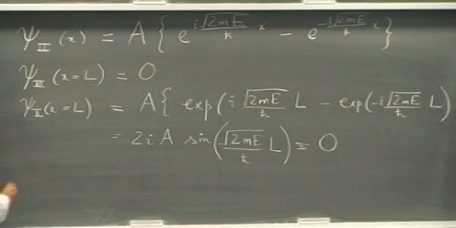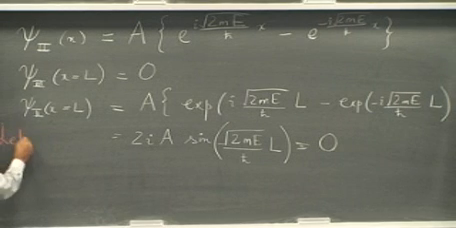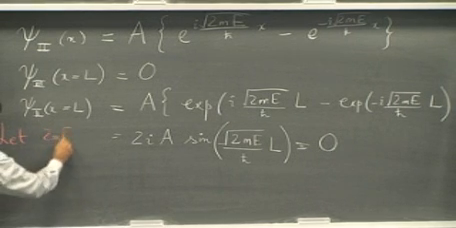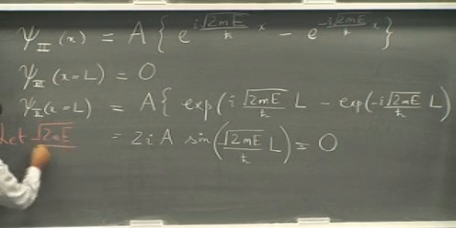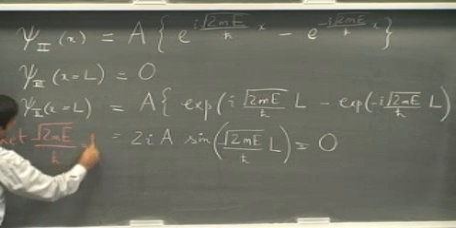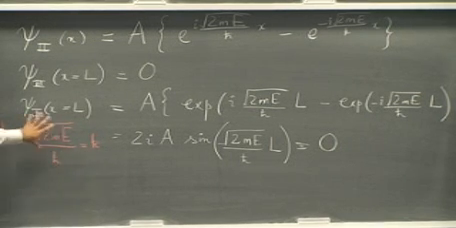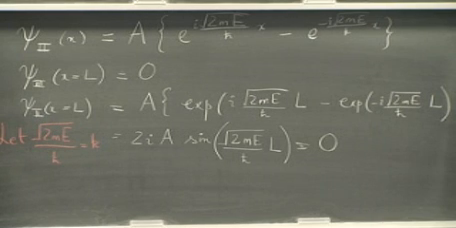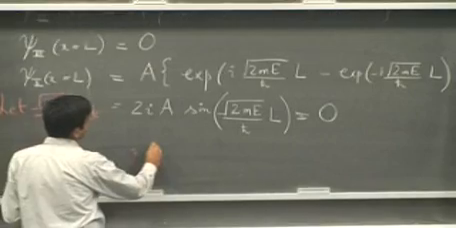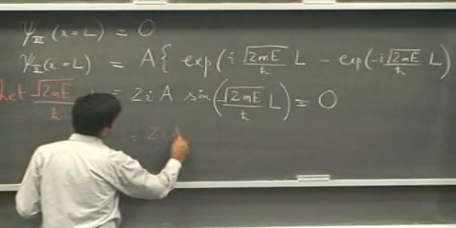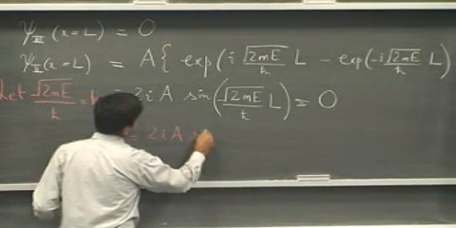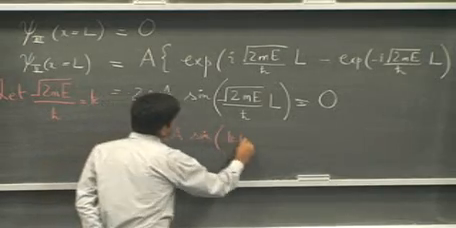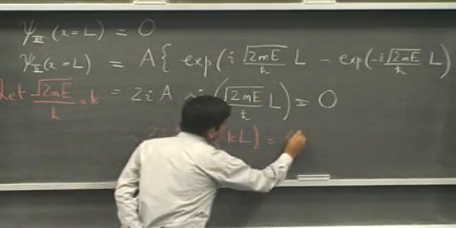So let's make a substitution. Let root 2mE over h bar, let's call this equal to k. Let's call this constant k. We give it a name k. So this expression becomes 2 iota A sine of kL equals 0.